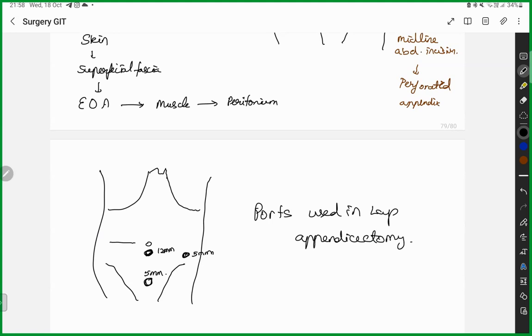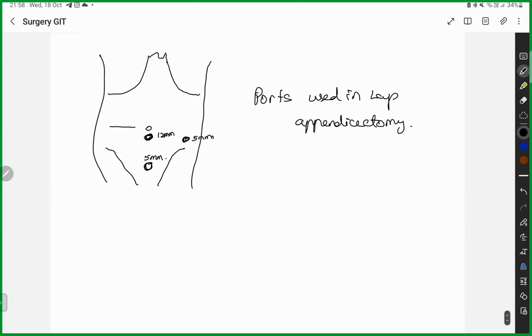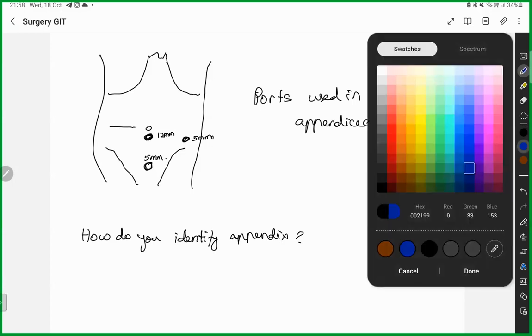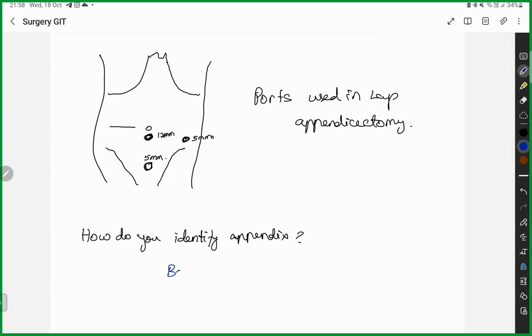Very important. And what are the complications? Before moving to the complications, first you open your peritoneum. After opening, you identify the appendix. How do you identify the appendix? This I told you at the beginning of the discussion. We identify the appendix by its base. The base is present at the junction of the 3 tinea coli, and that is your appendix.